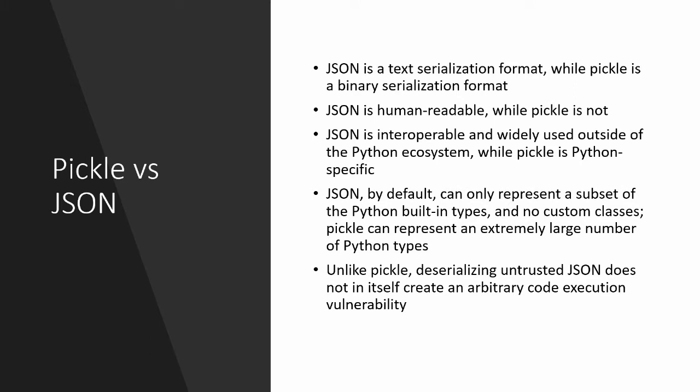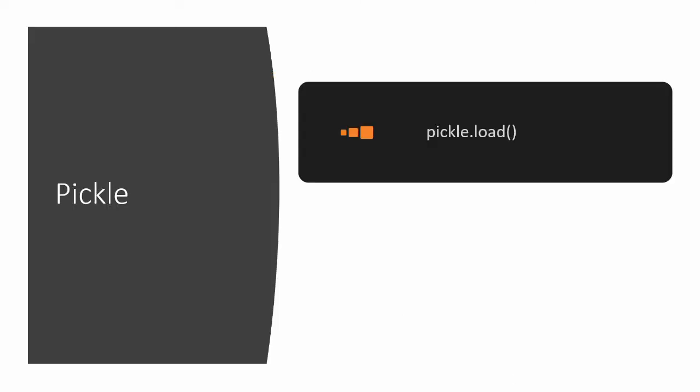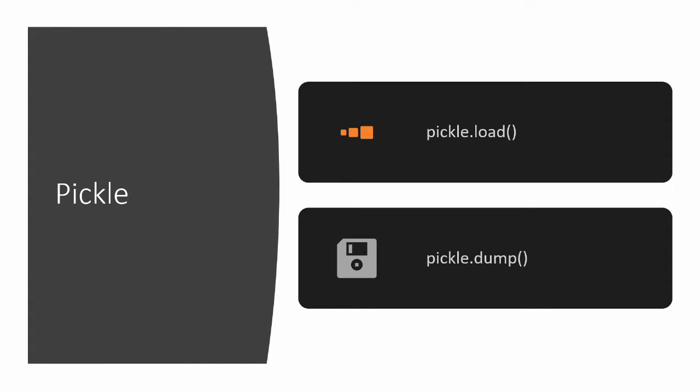When you deserialize, so convert JSON back into code, it's not risky because the JSON is just text, whereas with Pickle, you could create a risk to your code. So don't ever unpickle something unless you know the source it's coming from. And like JSON, Pickle has a pickle.load and a pickle.dump to save.